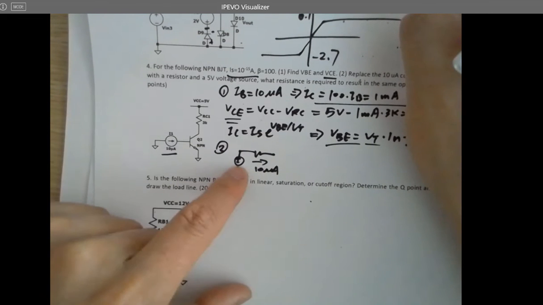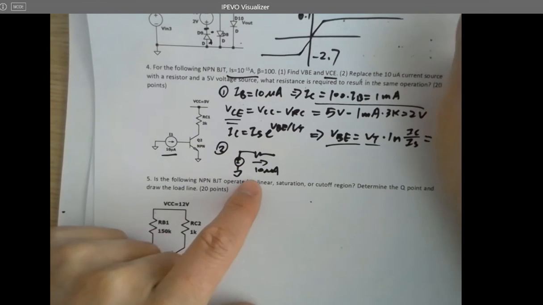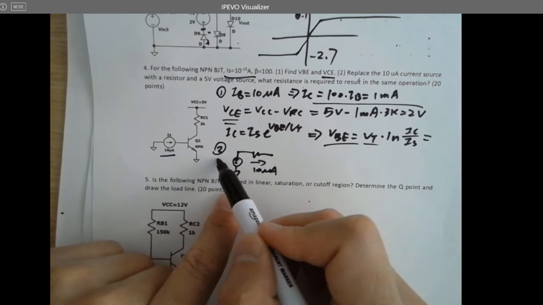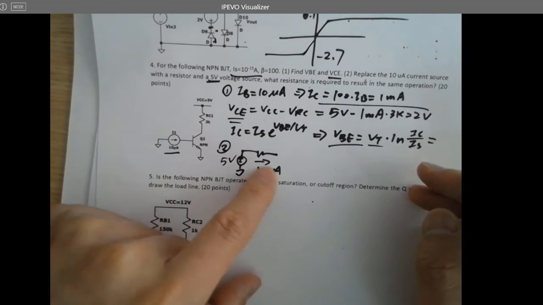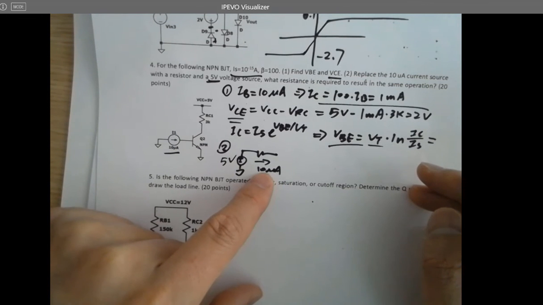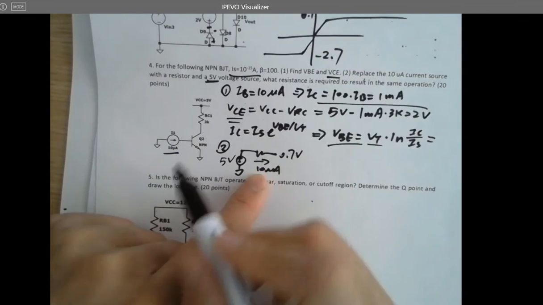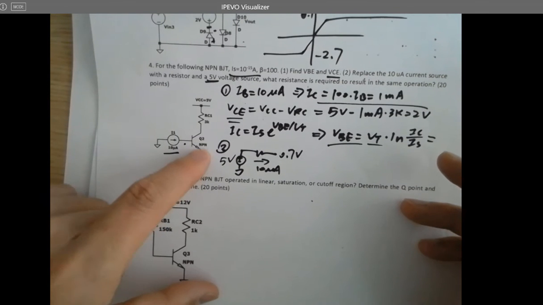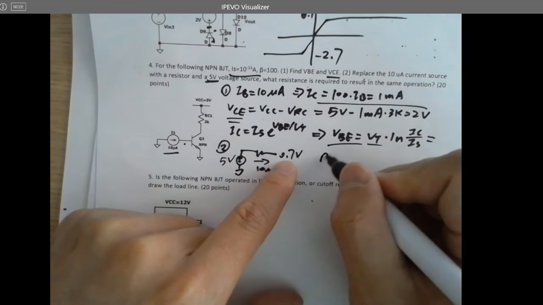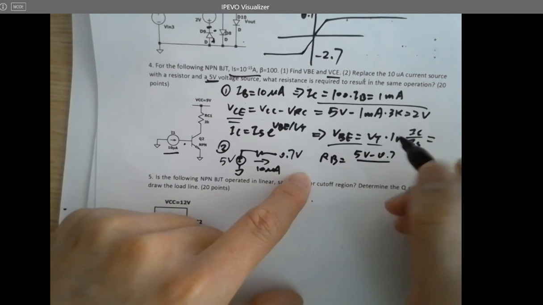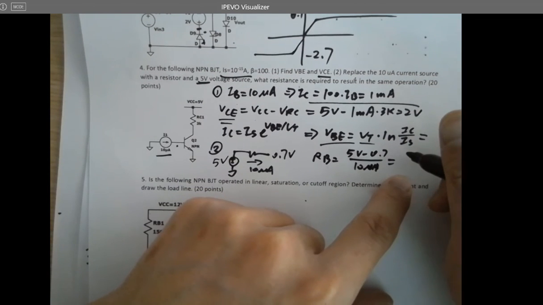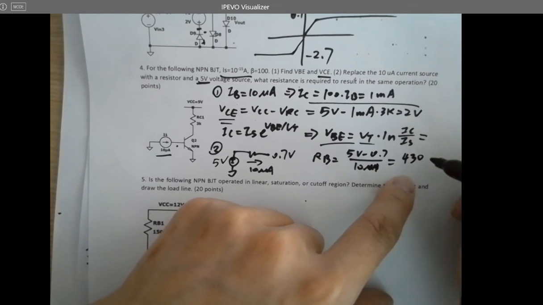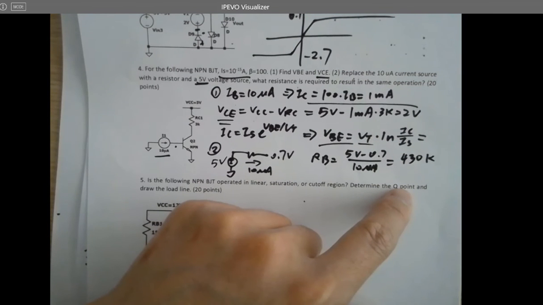If you replace this with a voltage source and resistor, we just need to know what the resistance is, because the voltage is already given. It has to be 5 volts. And how can I make a 10 microamp IB? It's trivial, because here's 0.7 volts. There's no resistor connected to the emitter, so 0.7 volts here. So RB has to be 5 volts minus 0.7 over 10 microamps, which is 0.43 mega, 430K ohms.